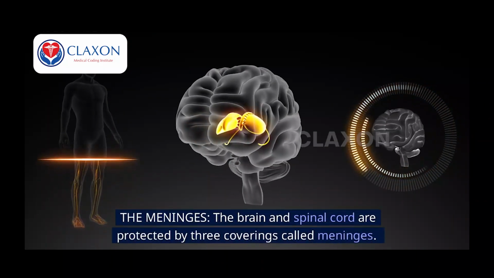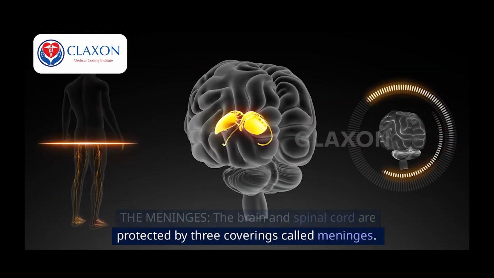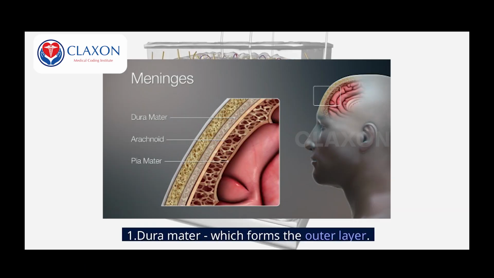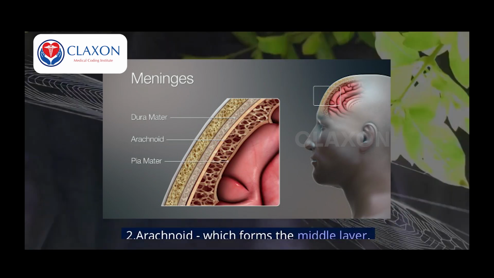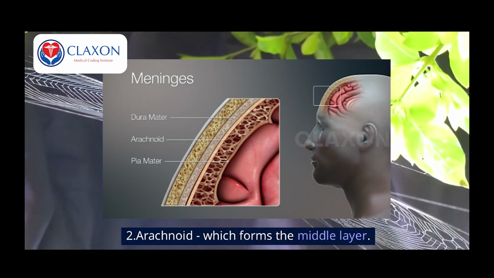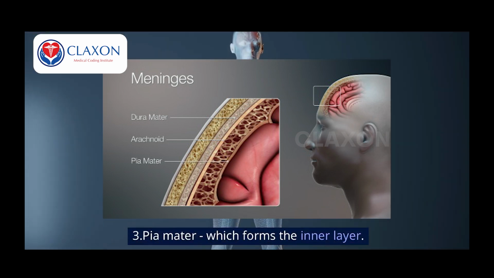The meninges. The brain and spinal cord are protected by three coverings called meninges. They are 1. Dura mater, which forms the outer layer. 2. Arachnoid, which forms the middle layer. 3. Pia mater, which forms the inner layer.